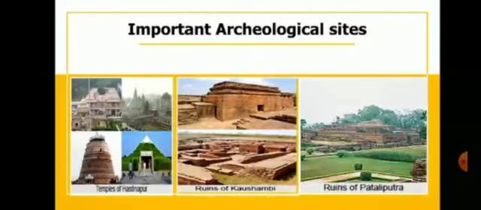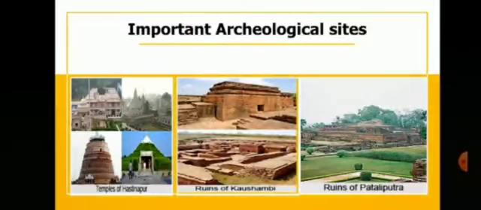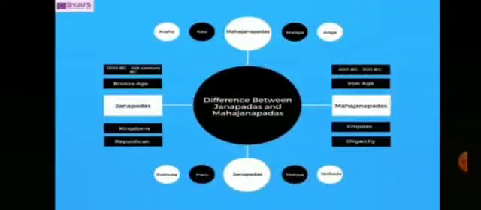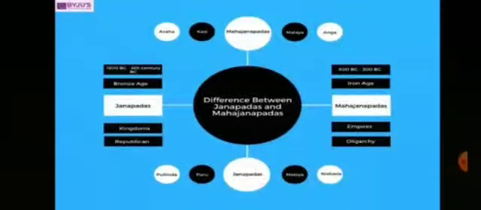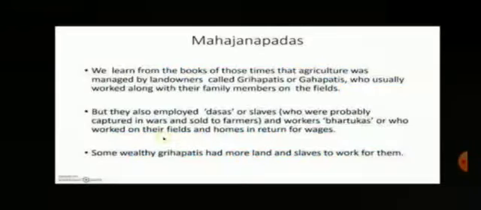These are some of the important archaeological sites that belong to those periods, like temples of Hastinapur, ruins of Kaushambi, and ruins of Patliputra. Larger territorial units, or large groups of such villages and towns, were called Mahajanapadas or Big Janapadas.